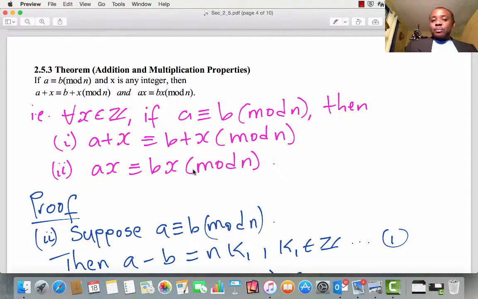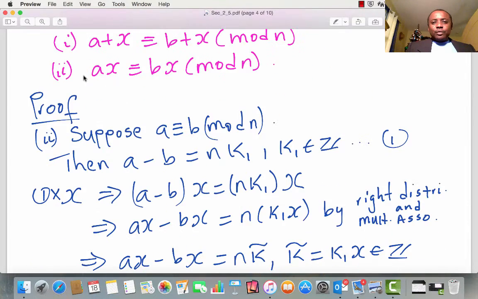Addition and multiplication properties. Now, congruences are very different from equations, but congruences actually do enjoy some of the properties of equations. And here are two of such properties. If x is an arbitrary integer and a is congruent to b mod n, then I can simply add x on both sides and maintain my congruence. In the same way, I can multiply x on both sides and maintain my congruence as if I was dealing with equations. Beautiful. Proof. We shall prove the second congruence.